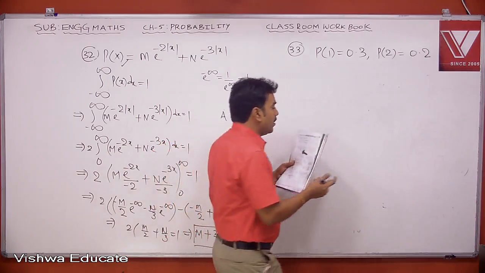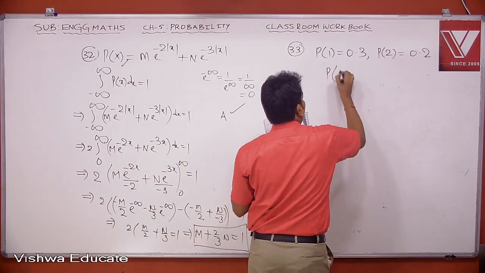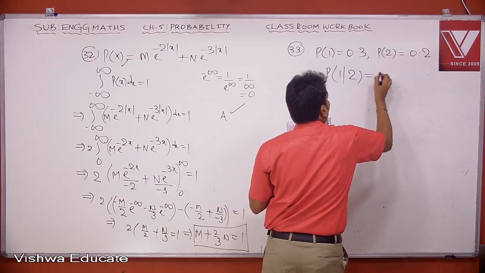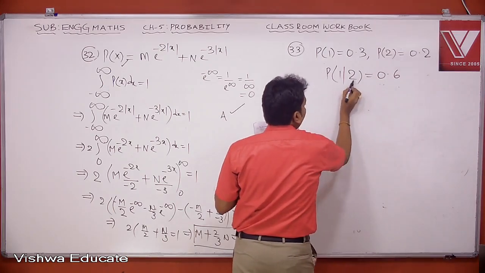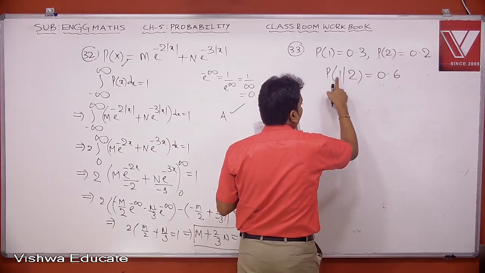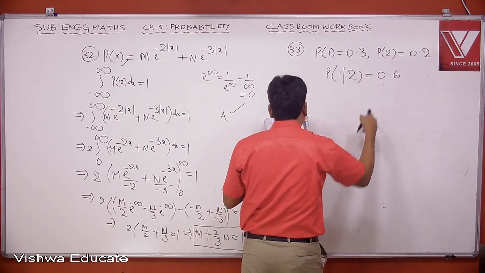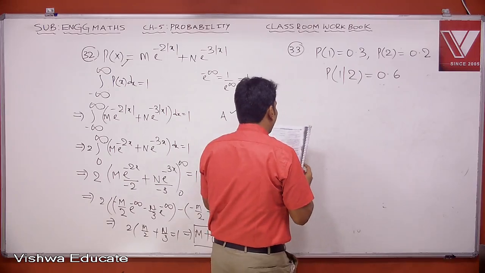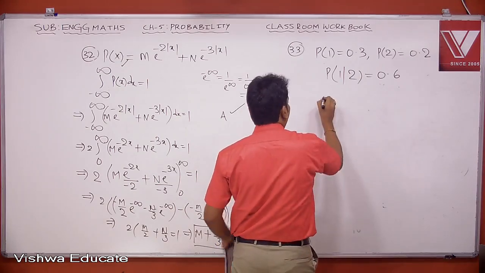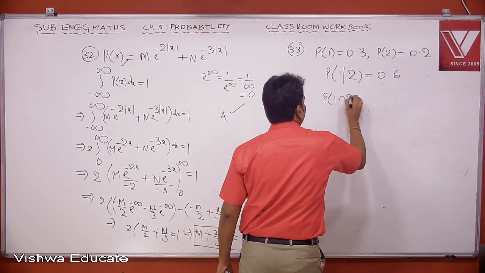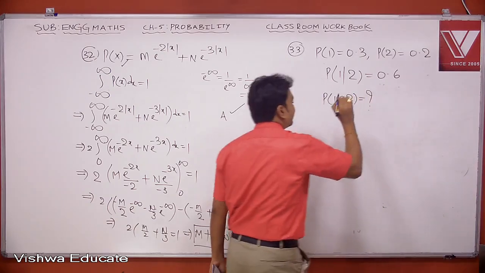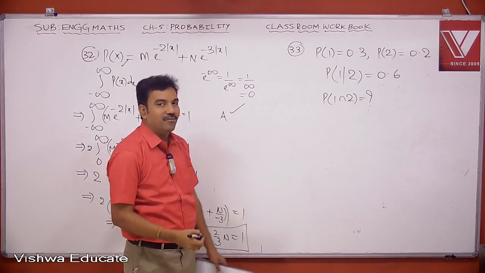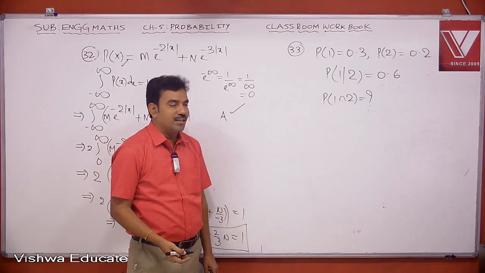That means they gave us P of 1 given 2 equal to 0.6. Already the student has failed in paper 2. In that occasion, the probability of failing in paper 1 is 0.6. This is conditional probability. Now they are asking the probability of a student failing in both the papers. So we need to find this. What is the probability that a student fails in both papers 1 and 2?